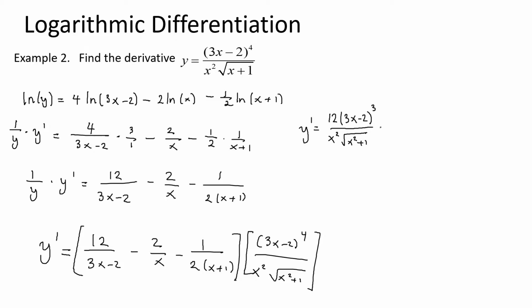The second term will be 2 times 3x minus 2 to the 4th power over x to the 3rd times square root of x squared plus 1, and your final term will be 3x minus 2 to the 4th over 2x squared times x plus 1 to the 3 over 2 power. And here's your derivative of 3x minus 2 to the 4th over x squared times square root of x plus 1.